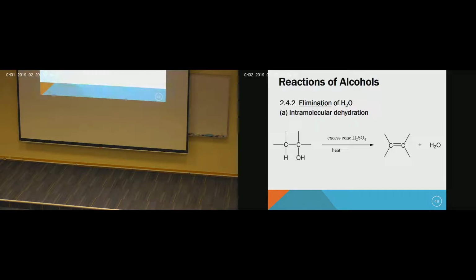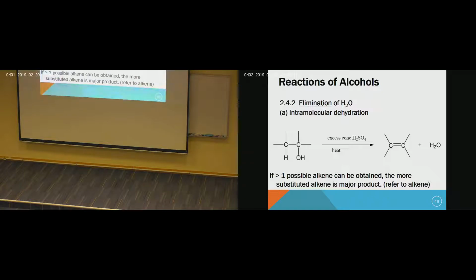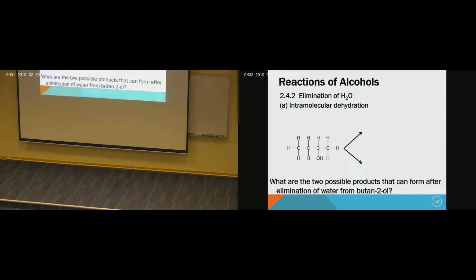Alcohols can be used to produce alkene with excess concentrated sulfuric acid and heat. Since it involves the removal of water, you can call this a dehydration reaction. Okay, let's give a harder alcohol to work with.